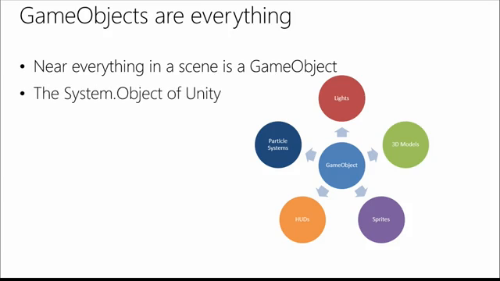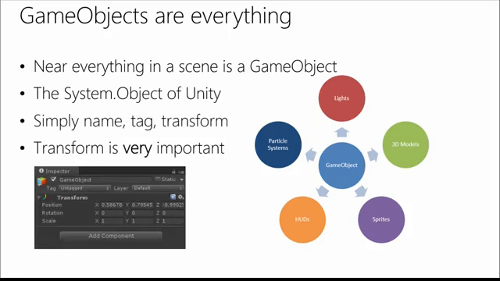If you are a .NET developer, think about system.object in .NET. It's really the most base level thing we can get down to. In .NET, virtually everything, not everything, but near everything inherits from system.object. You can kind of think of that same concept in Unity as a game object. It's simply a name, tag, and transform, and I'll show you those properties inside of Unity. And the transform is very, very important.